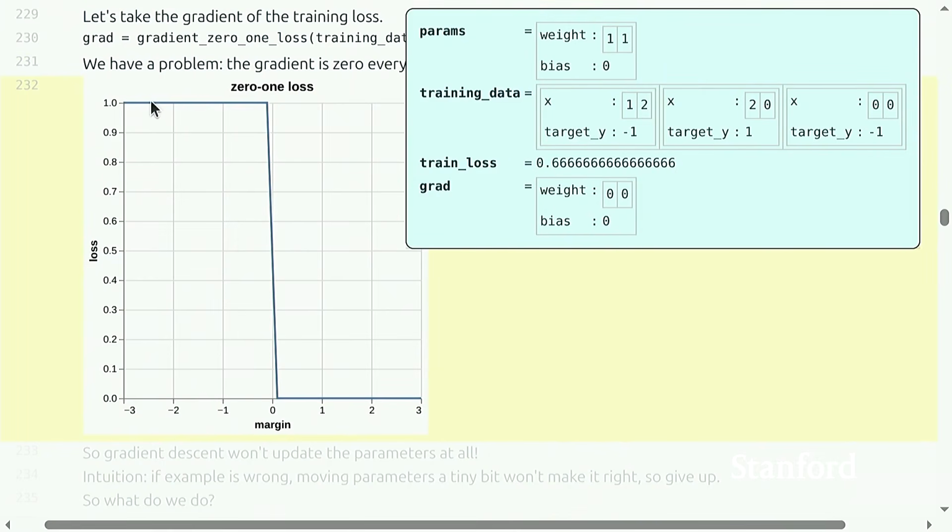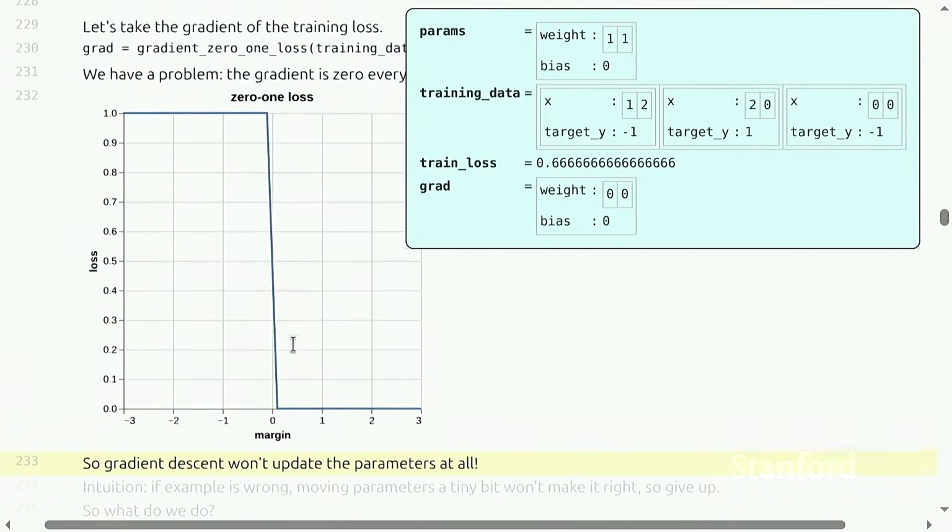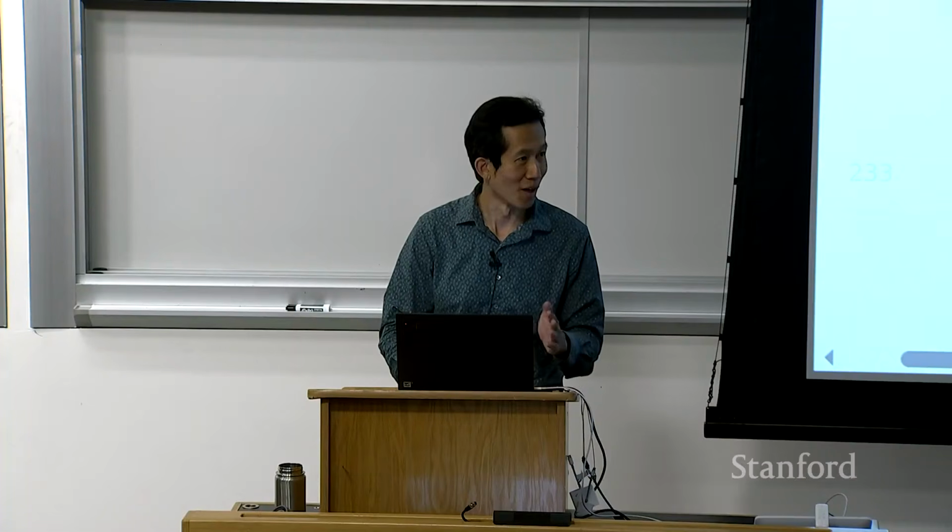If you're sitting up here, the gradient is 0. If you're sitting down here, the gradient is 0. So the gradient is literally 0 everywhere except for at the margin 0. So what happens if you run gradient descent on this is that you compute the gradient, you move in the step direction of the gradient, which is 0, and you don't move. So gradient descent is not a very good way to optimize. Actually, it's a completely ineffective way to optimize the zero-one loss.